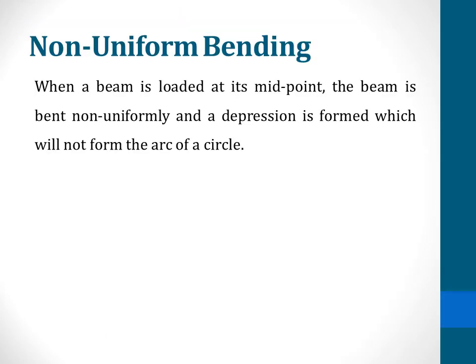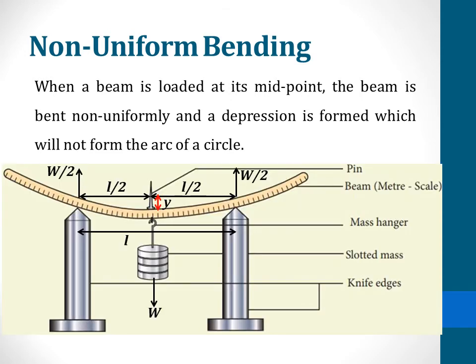Let us look at the second type of bending called as the non-uniform bending. When a beam is loaded at its midpoint, the beam is bent non-uniformly and a depression is formed which will not form the arc of a circle. Let us consider a beam of length L, where L is the distance between the two knife edges. The load of weight W is suspended at the center.